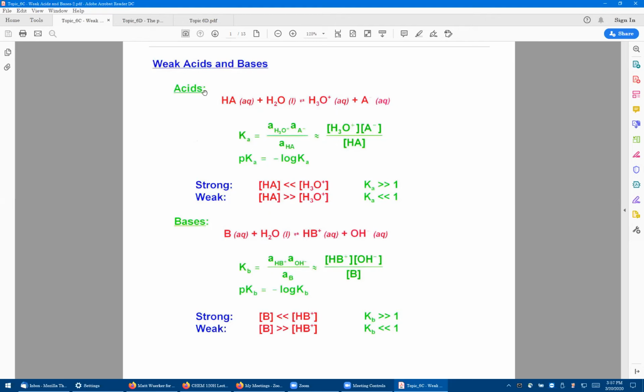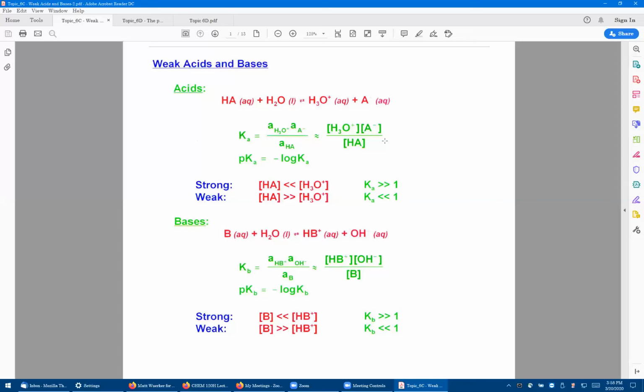For an acid, as we know, an acid will dissociate in water. HA is the acid, which reacts with water to form hydronium ions and the conjugate base of the acid HA. So HA is acting as the Bronsted acid, water as the Bronsted base. It's accepting a proton to form hydronium ion, and the HA, in donating a proton, forms its conjugate base, which is A minus.